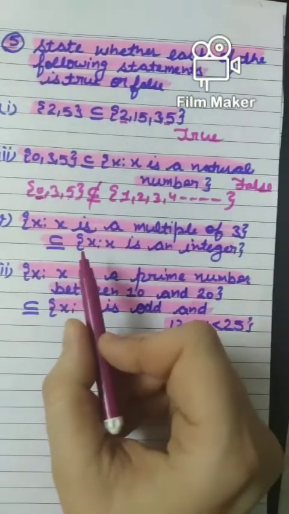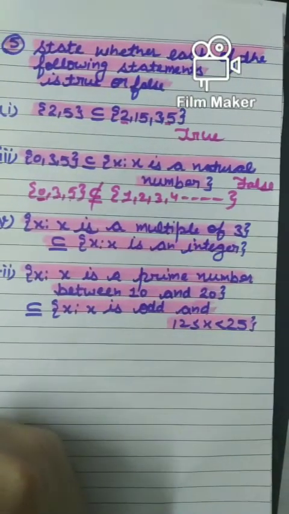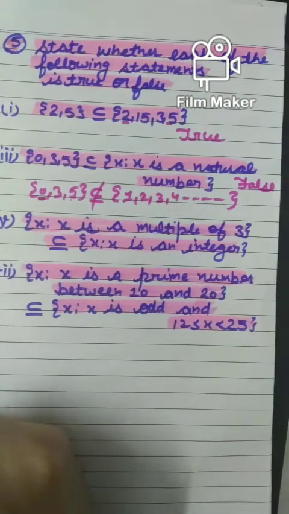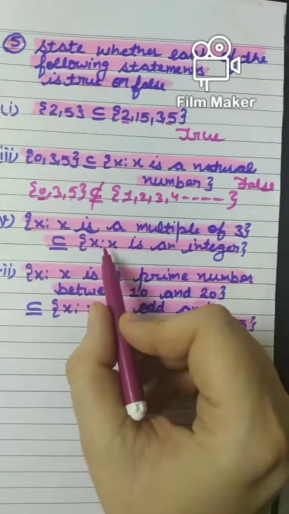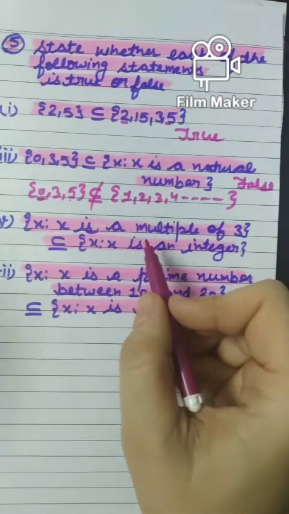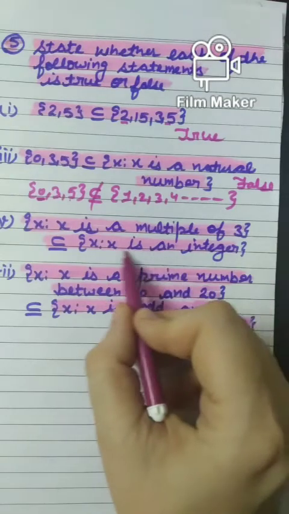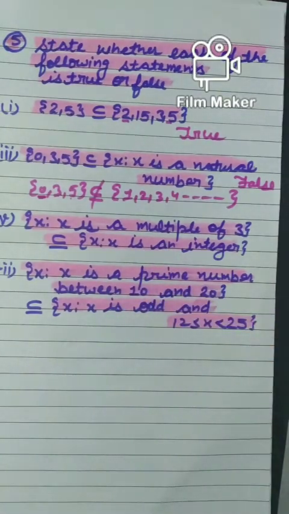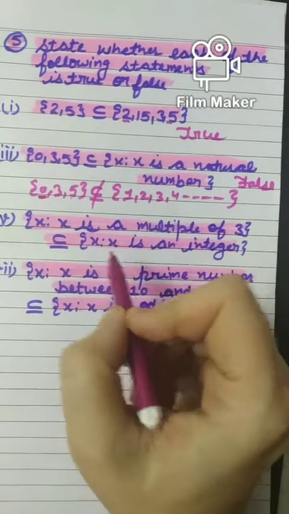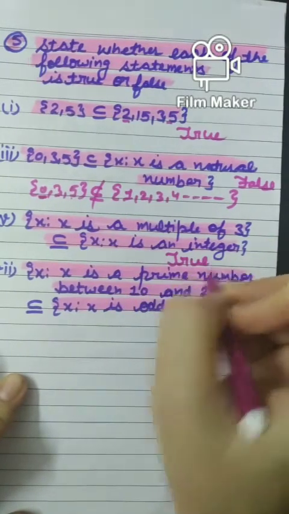Okay. Next, x is a multiple of 3. You know multiples of 3: 3, 6, 9, 12, 15, all. And is it contained in a set of integers? Yes. Because every multiple of 3 is integer, na? In this they have given this set has those members which are integers. So in integer we know we have positive numbers also, negative numbers also, 0 also. So definitely this set is a subset of this. So this statement is true, right?